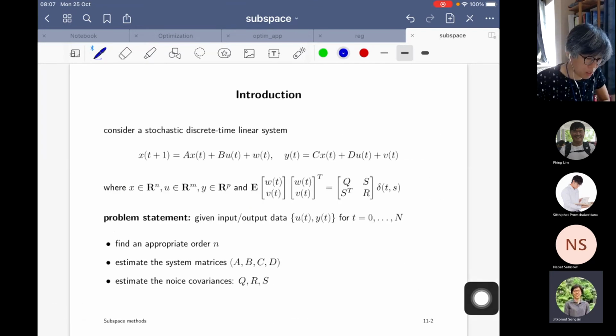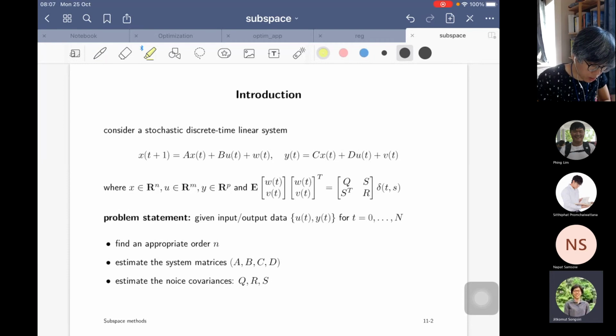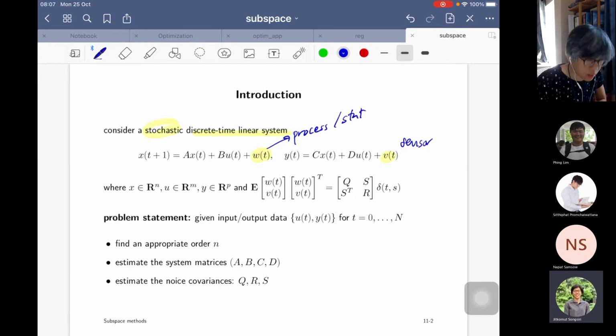So this method relies on the model parameterization in state space form. We consider a discrete time, time invariant, stochastic system. Which means in the state equation we see a process noise W. In the output equation we have V, which is a sensor noise. This is called process or state noise.